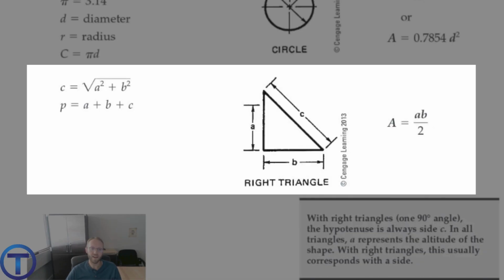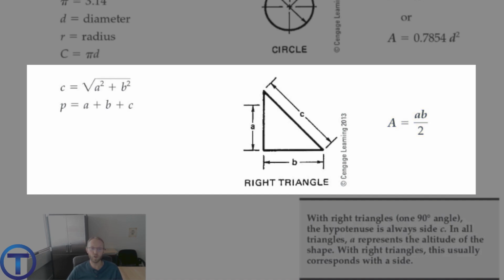But let's call one side A and the other side B. The diagonal, which is the longer side, we will call C. To get the perimeter of a triangle, we add those together. A plus B plus C equals the perimeter. If we're looking for the area of a triangle, we take the 2 shorter lengths, that would be A and B, multiply them together and divide it by 2.